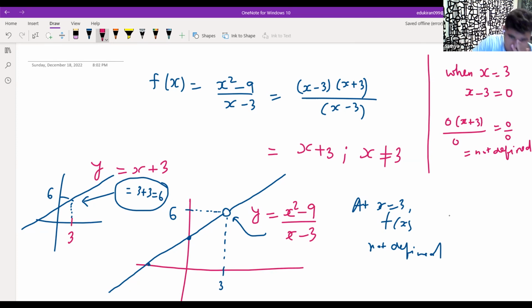Sir, can you explain this graph? Like the graphs. Yeah, I will explain it.